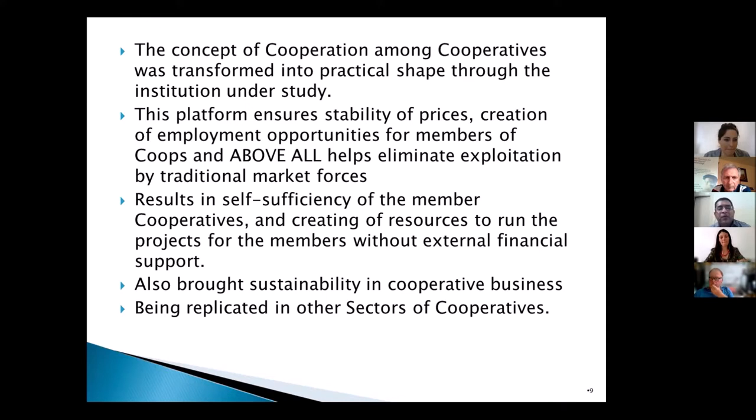Member cooperatives were creating resources to run the projects for the members without external financial support. This initiative also brought sustainability in cooperative business, and it is being replicated in other sectors of cooperatives. It was replicated in district Bahawalpur, in the province in the southern area, where livestock dairy cooperatives were united into a livestock dairy union, as well as in central Punjab, where housing cooperatives were united in the form of a housing federation.